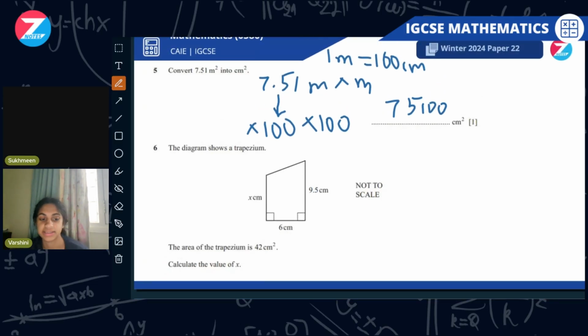The diagram shows a trapezium. The area of the trapezium is 42 centimeters squared. Calculate the value of x.